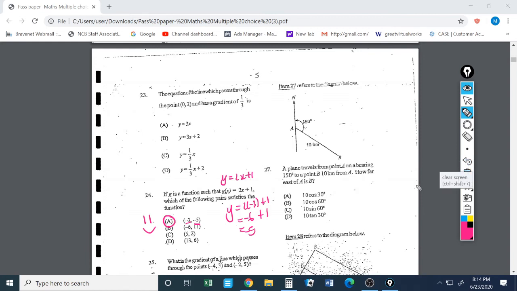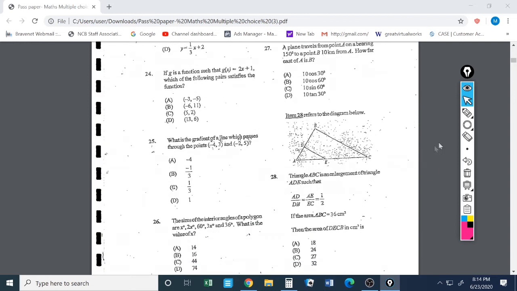But A is the answer, and we already tested it. So you really just have to test the values to check if they're correct. You understand what I mean, guys? All right, so let's move on to 25 here.